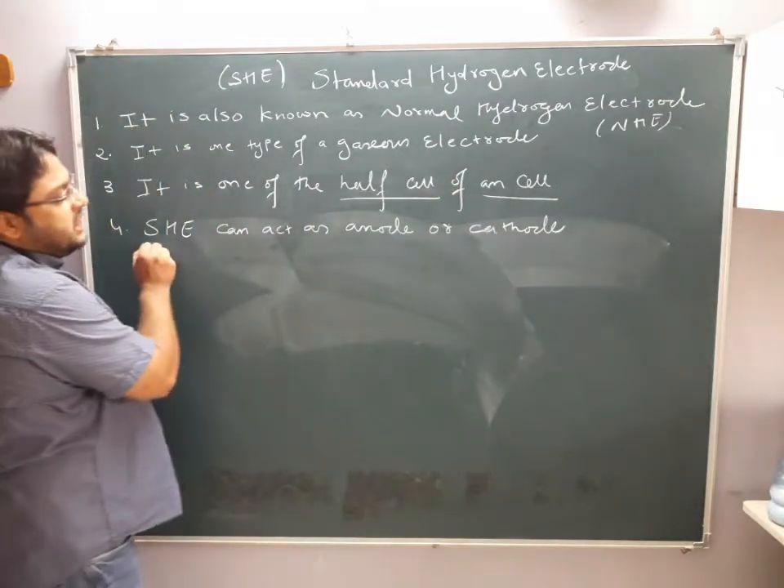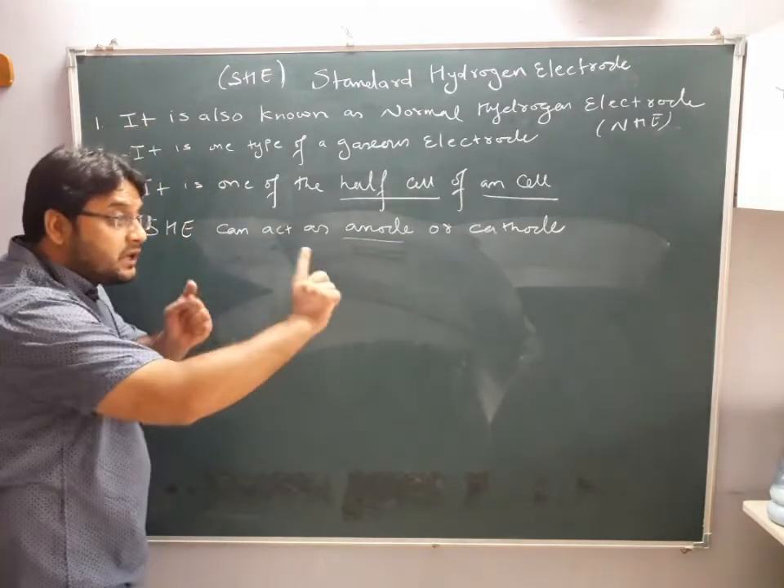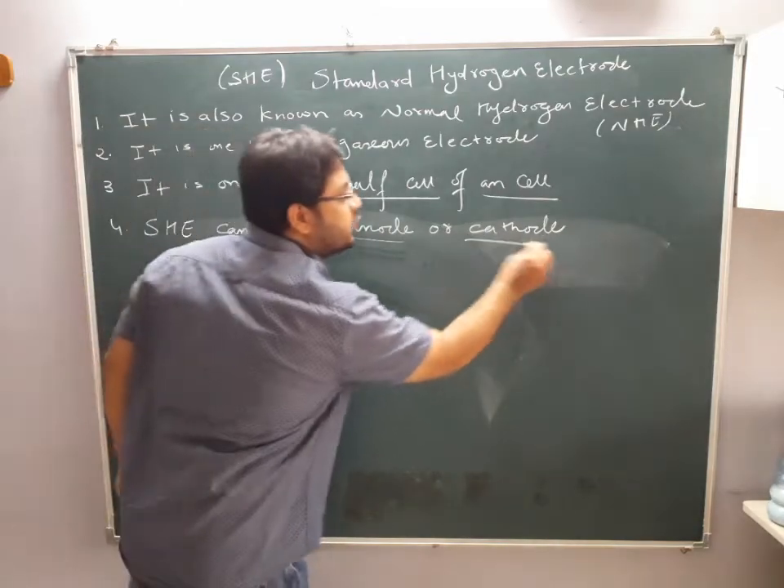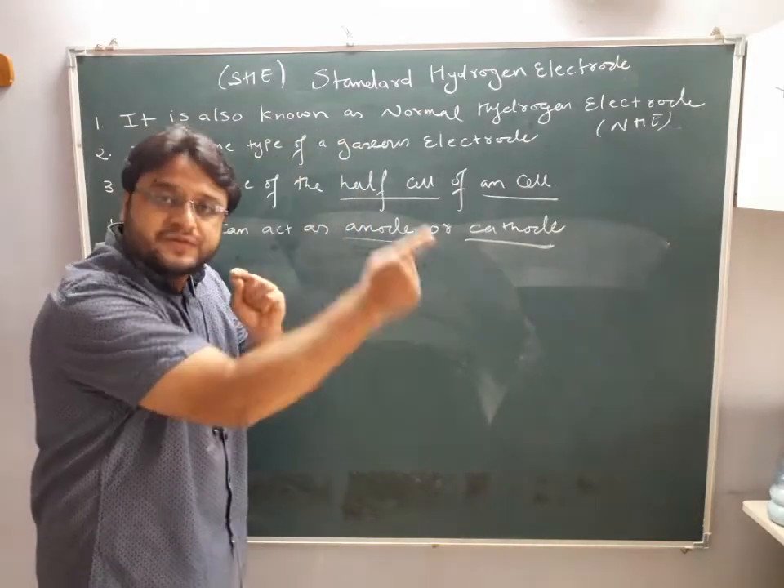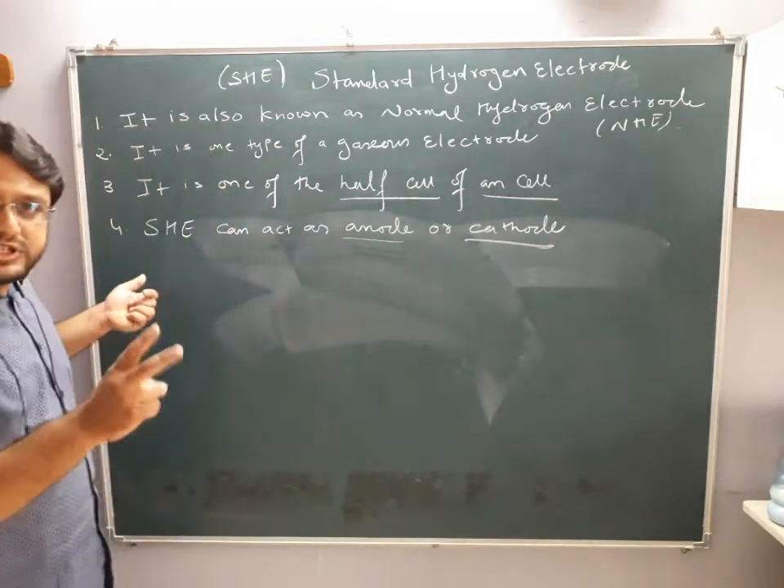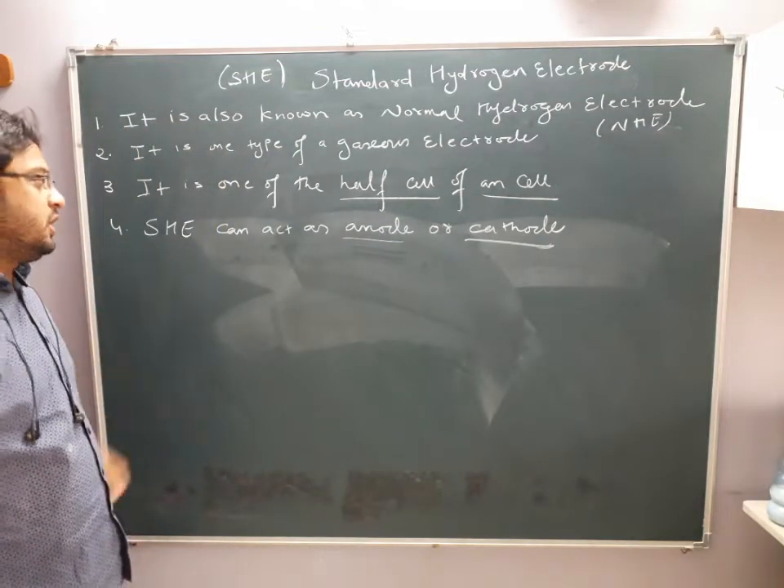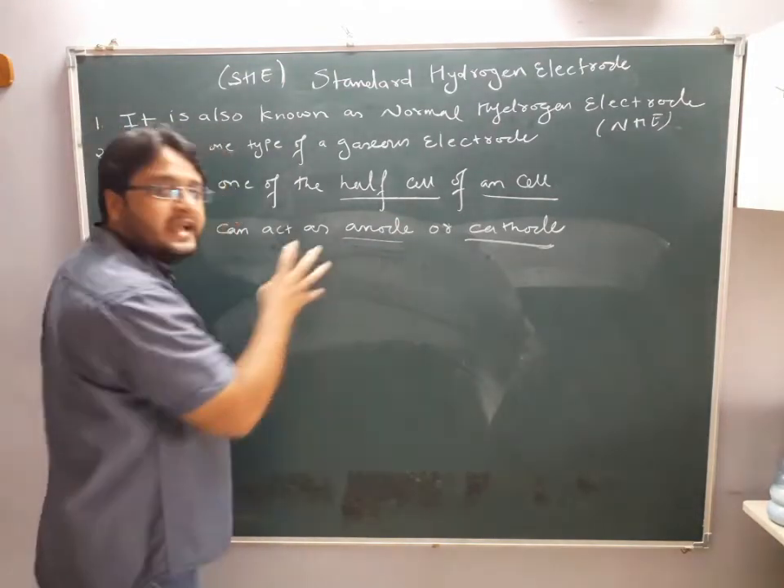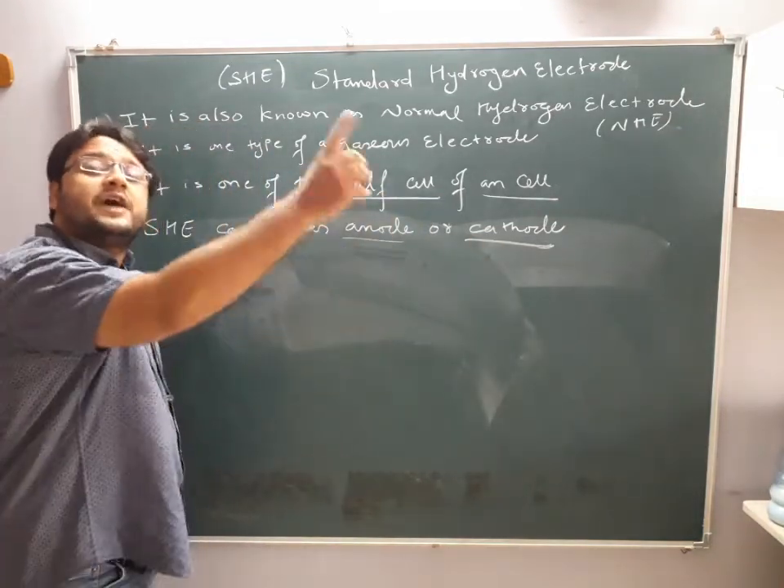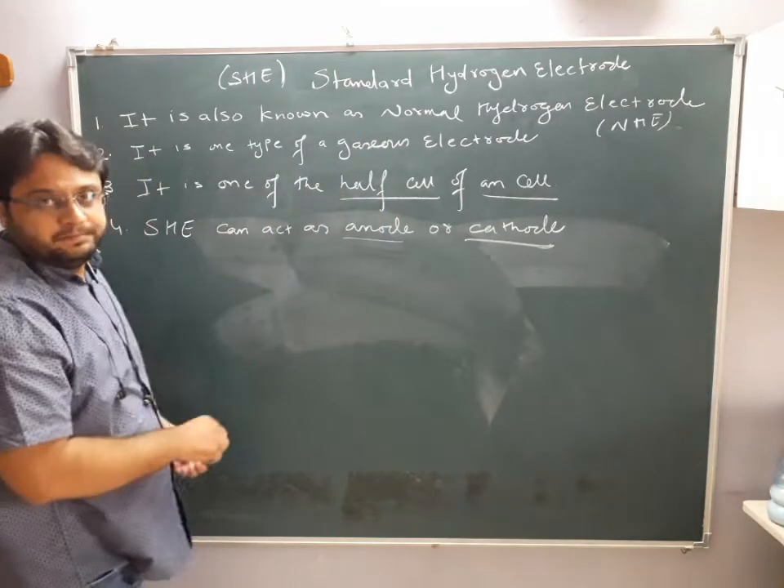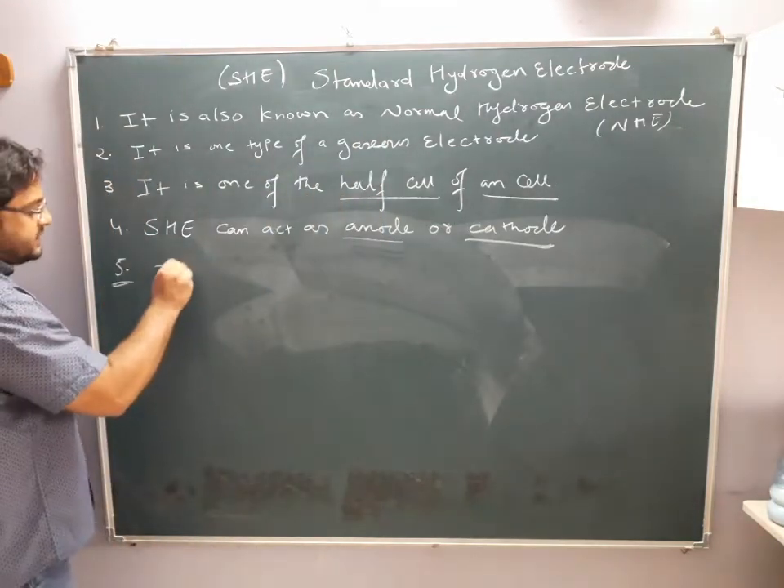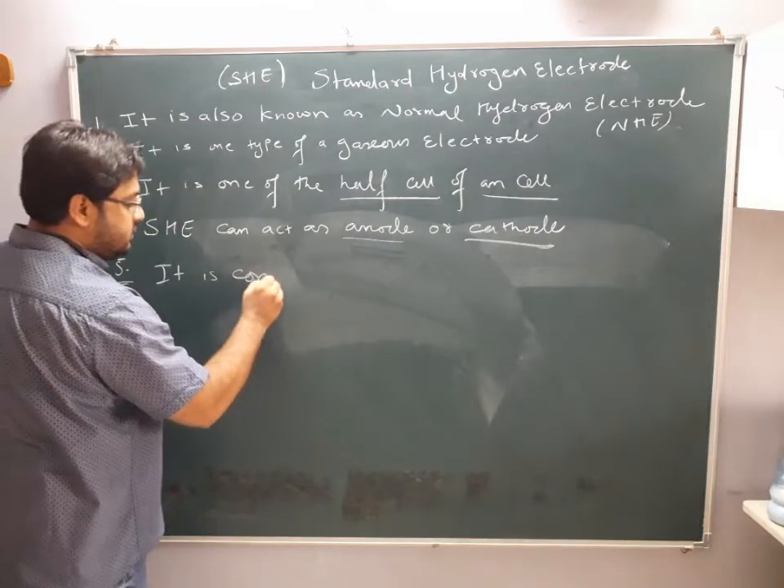So if it acts as an anode, the other half cell will be the cathode. If it is acting as a cathode, the other half cell which is connected will be acting as an anode. So there are two possibilities for standard hydrogen electrode. It can act as an anode as well as a cathode, depending on which other half cell is connected to form a cell. Clear?